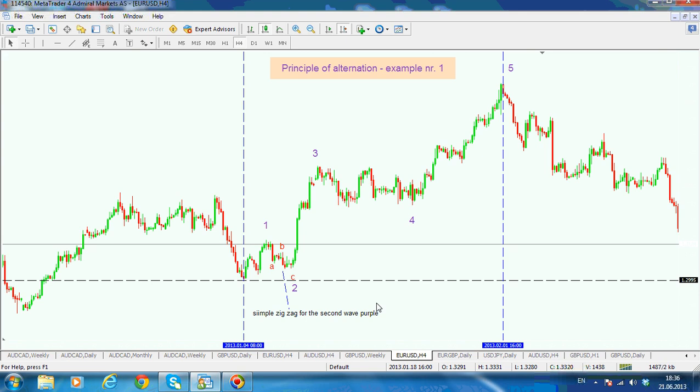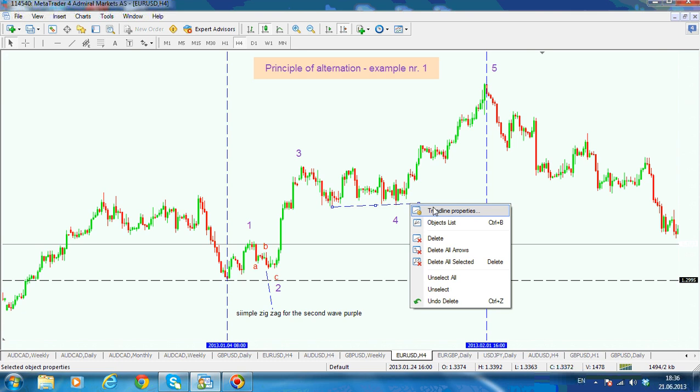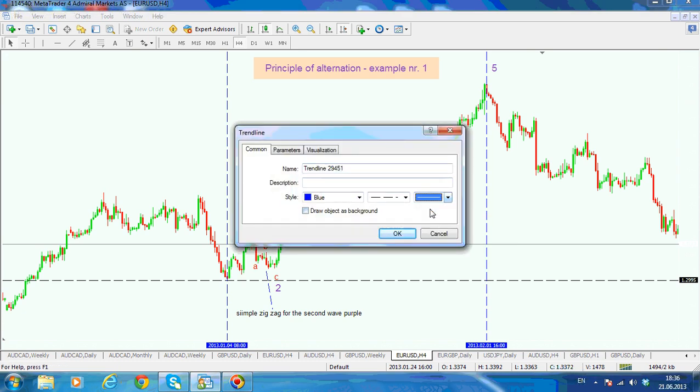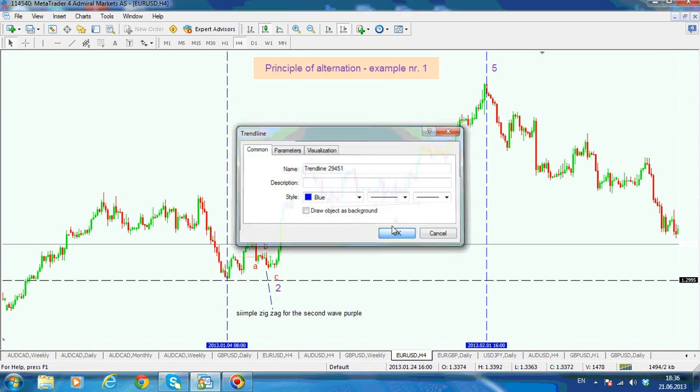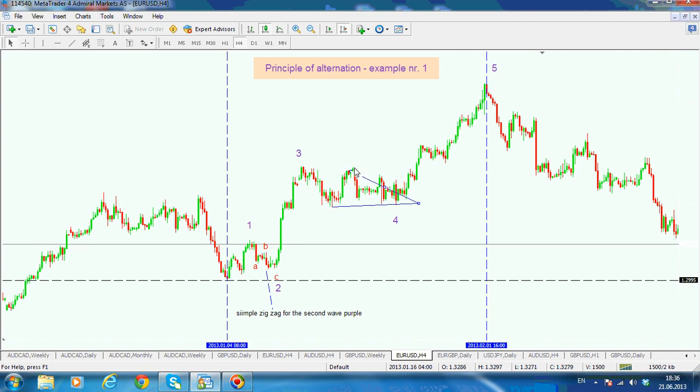You are also looking for, and as a matter of fact we have a possible triangle here for the fourth wave. So as you can see, this is a possible contracting triangle for the fourth wave. As you can see, they alternate also in structure.